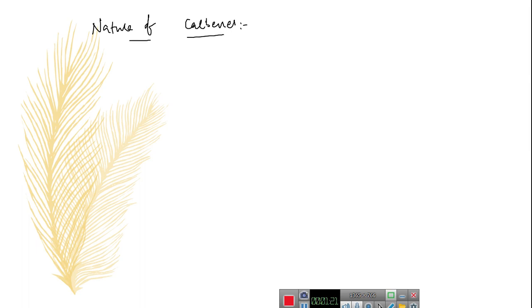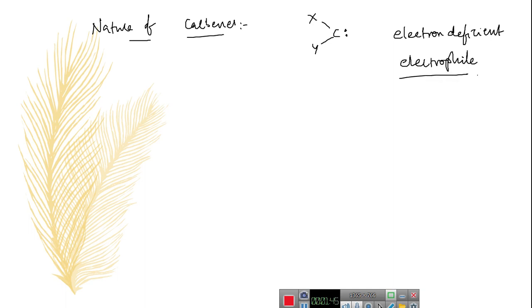As you know, carbenes are divalent and have 6 electrons. That means it still has a vacant orbital, so it can be considered an electron deficient species. That means we can call it an electrophile, which can accept an electron pair from other molecules, right? This electron deficiency of the carbon in carbene exists because of the presence of 6 electrons and the vacant p orbital in this molecule. So in general we can consider carbenes as electron deficient species.